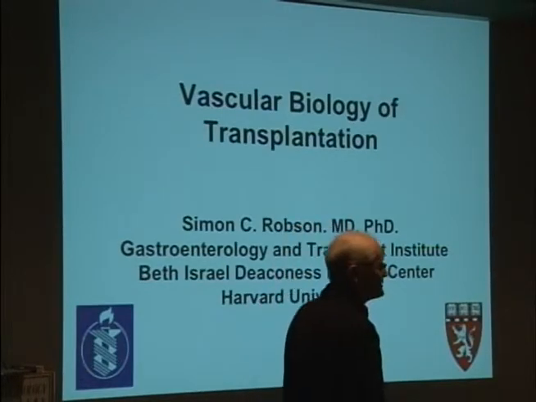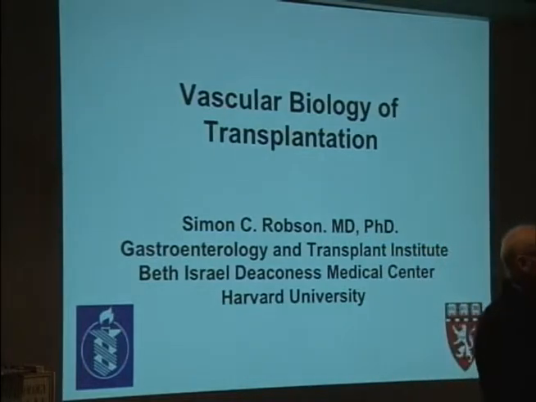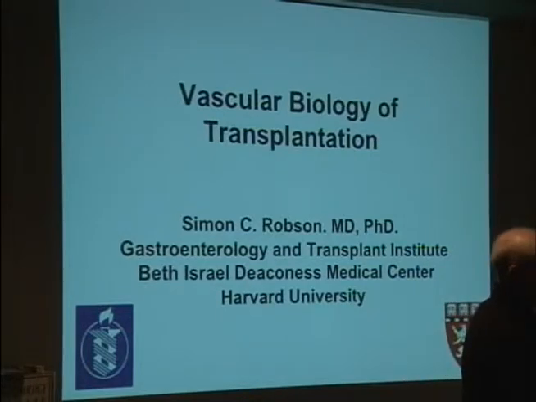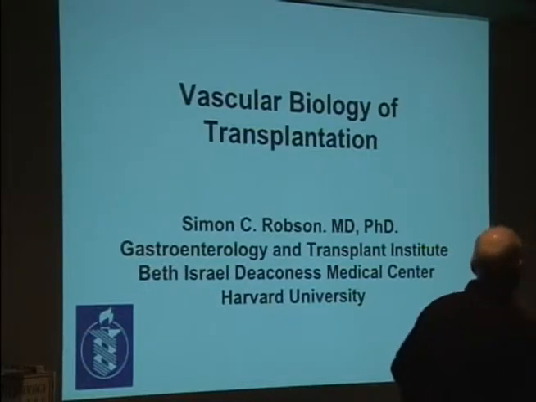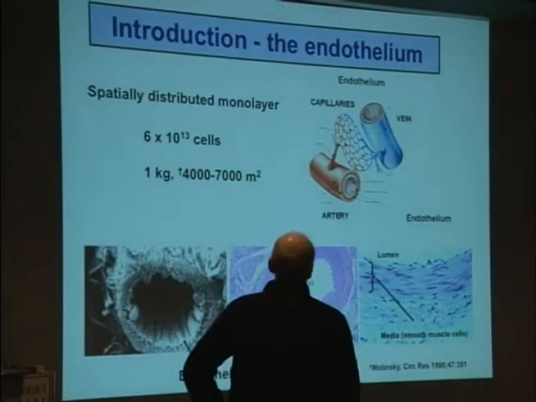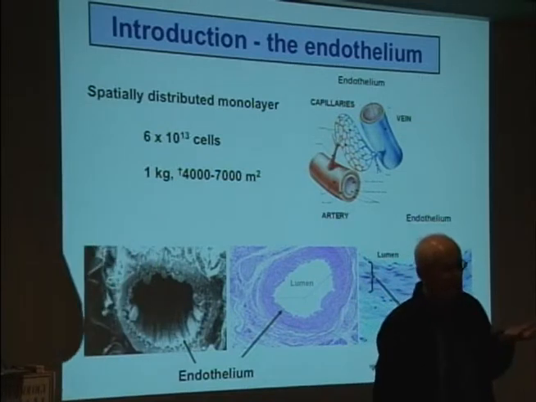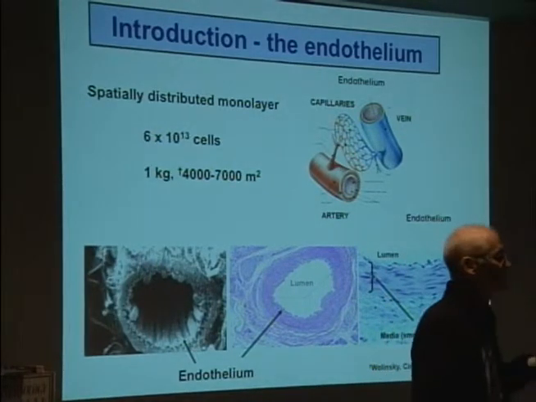And David asked me to speak a little bit of overview about the vascular biology of transplantation, and why it is relevant that we need some of these new synthetic heparan sulfates to deal with some of the rejection crises, ischemia-reperfusion, and other vascular forms of injury. Essentially, vascular biology transplantation revolves around the endothelium.